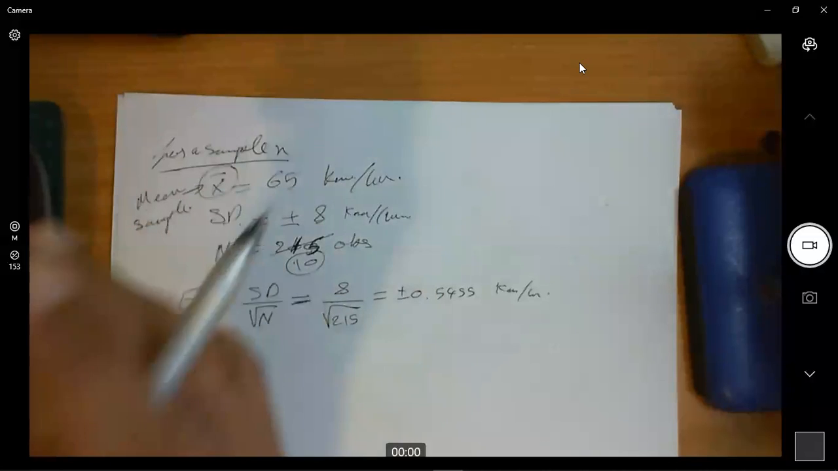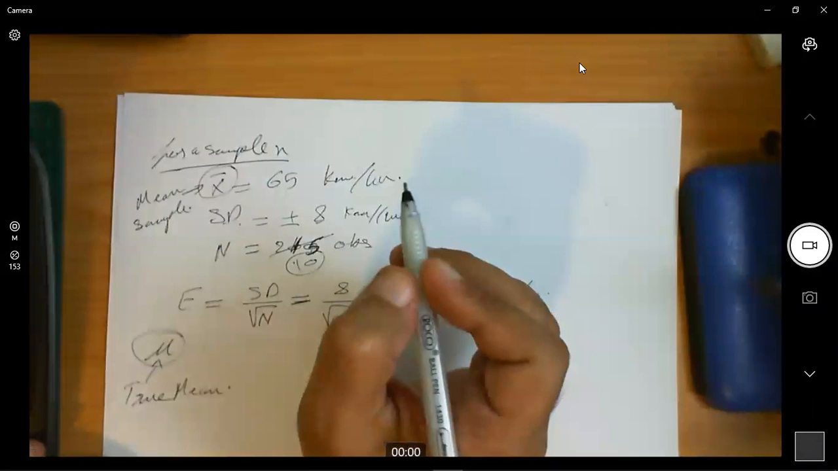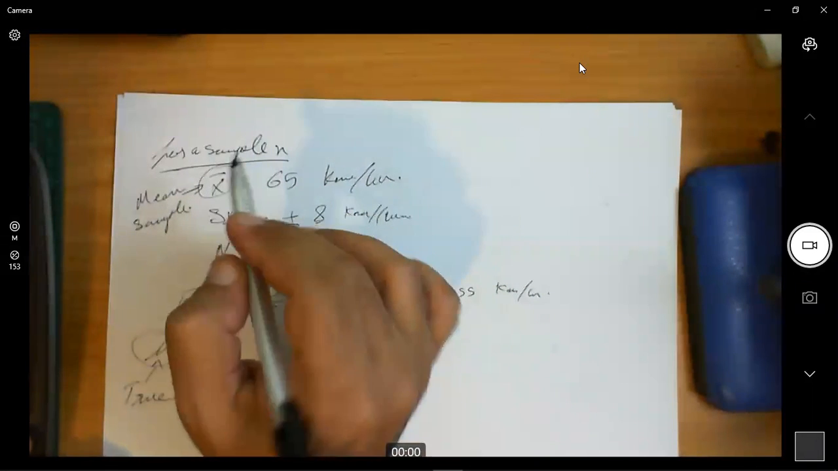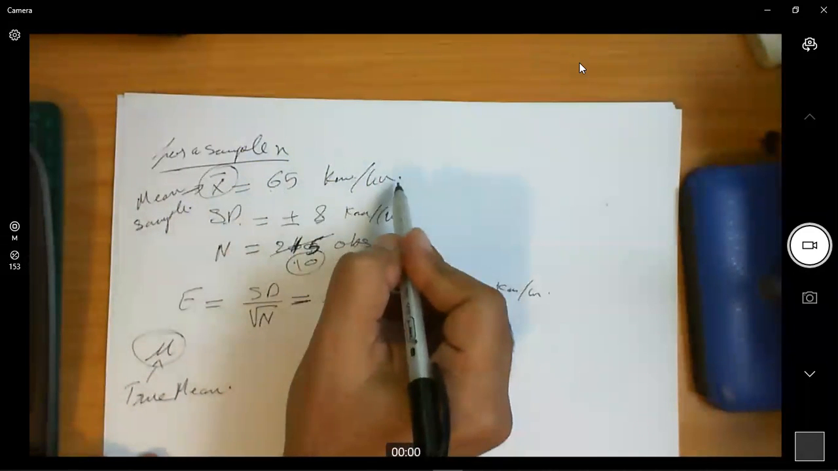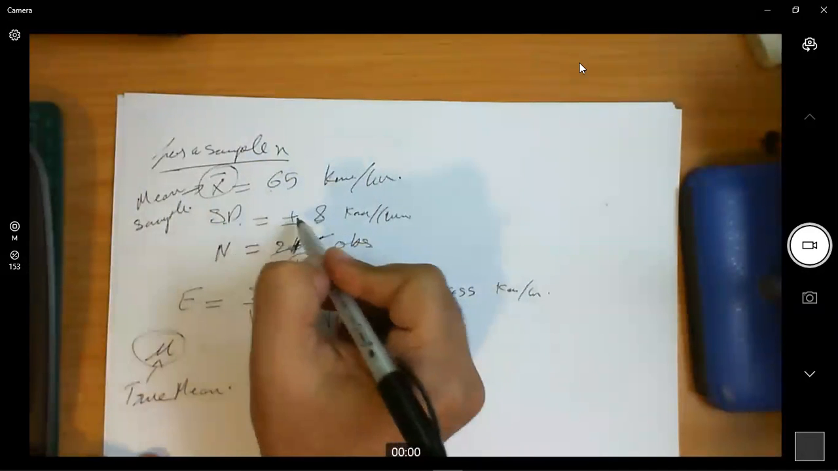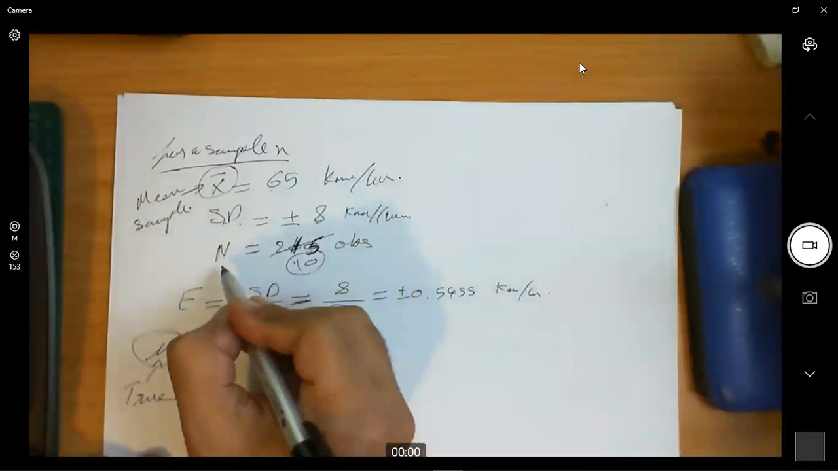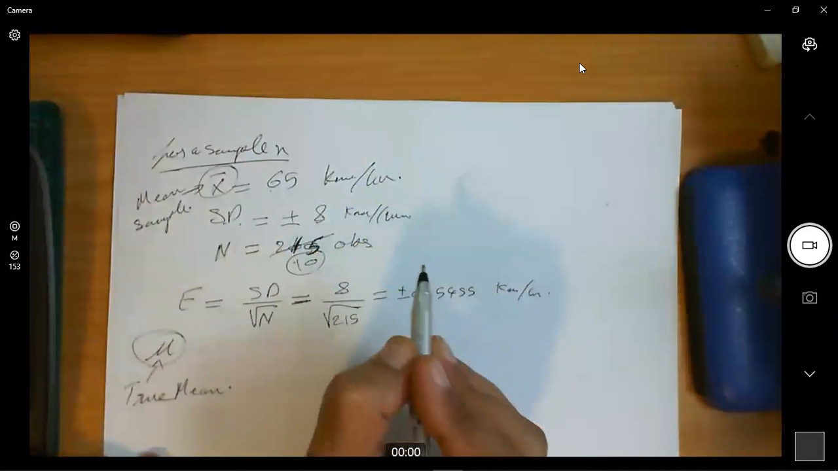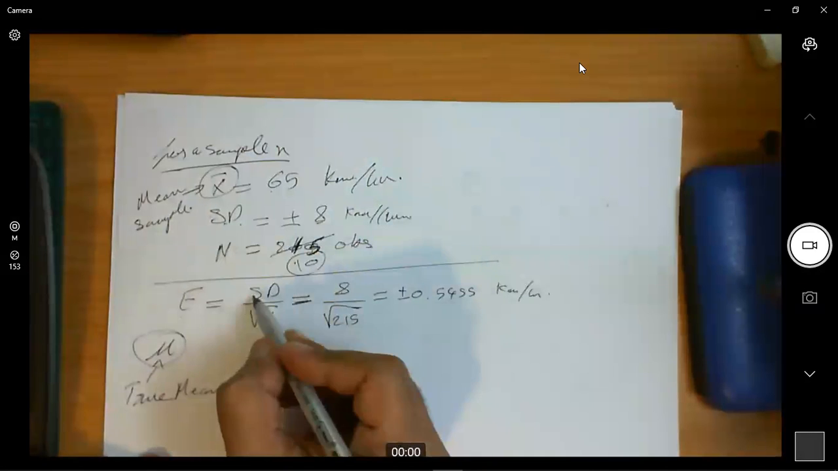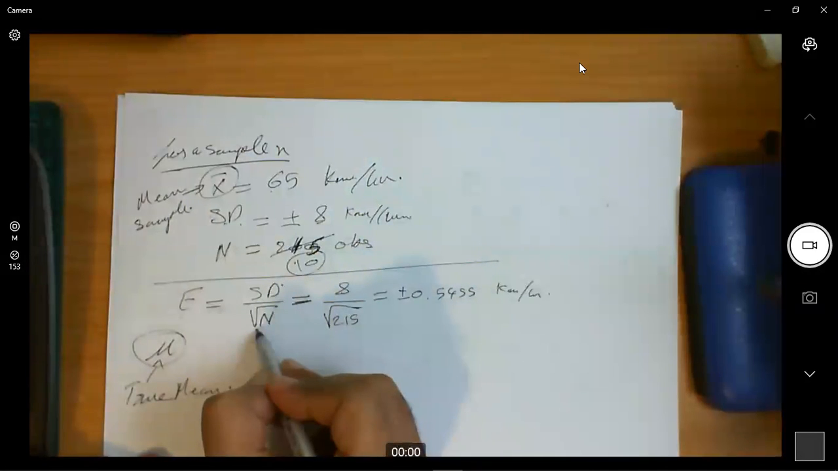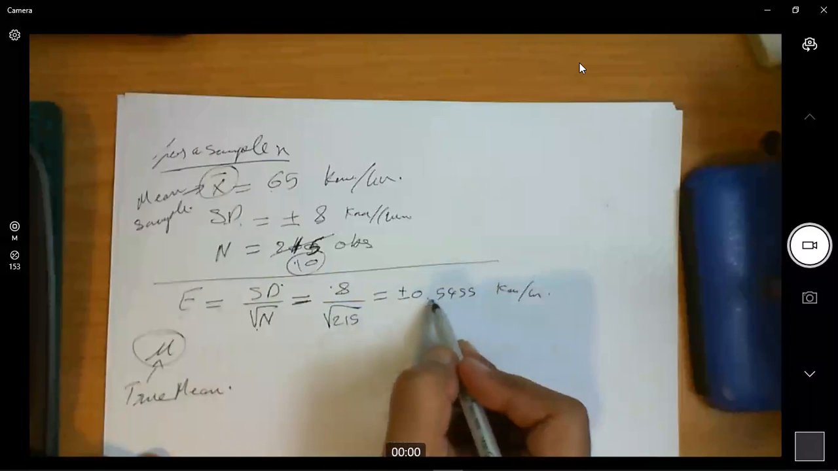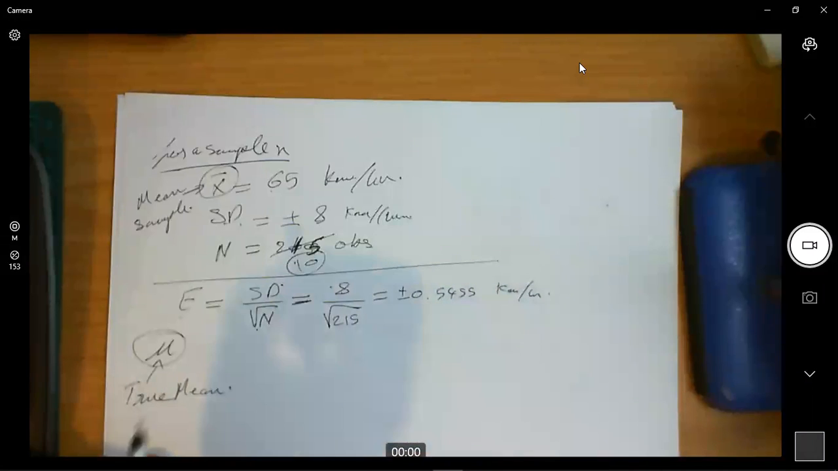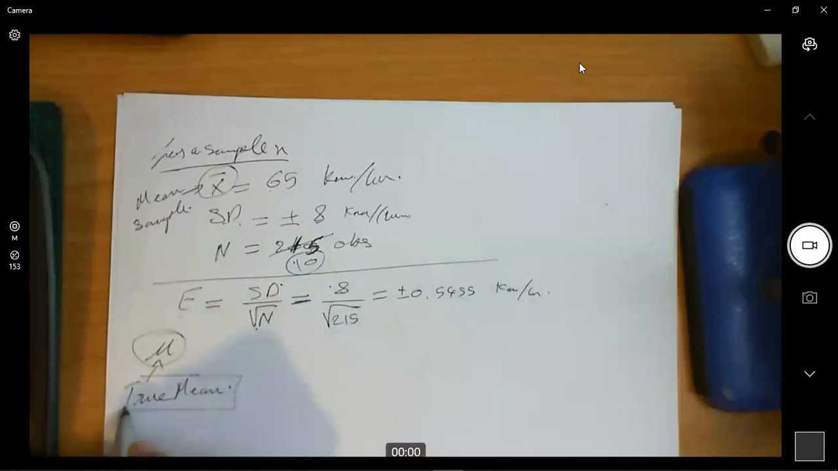Yes, we are having here an example for calculating the standard error. For example, if we have a speed study where the mean was 65 kilometers per hour for the sample, the standard deviation was plus or minus 8 kilometers per hour, and the sample size was 215 observations. Then the standard error becomes the standard deviation divided by the square root of the sample size, which is 8 divided by the square root of 215. That becomes plus or minus 0.5455 kilometers per hour.